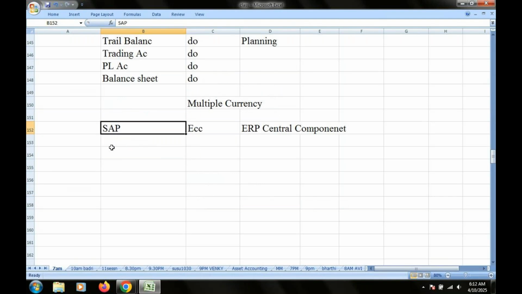Now, what is the full form of SAP? SAP stands for System Application for Products in Data Processing. This is the full form we have for SAP.